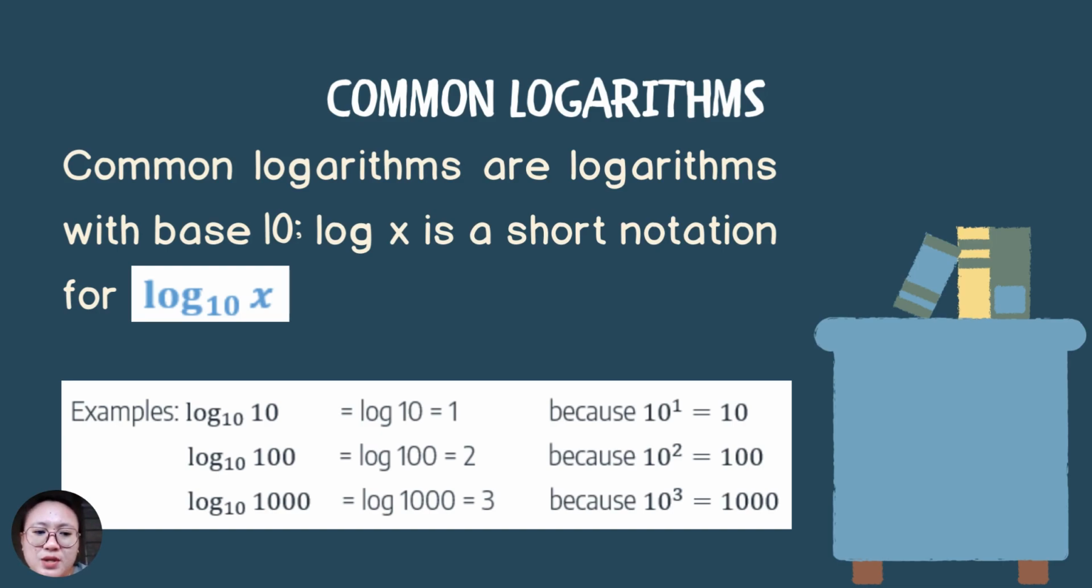Here are three examples. The logarithm of 10 to the base 10 is equivalent to logarithm of 10 is equal to 1, because 10 raised to 1 is equal to 10. Then the logarithm of 100 to the base 10 can be rewritten as the logarithm of 100 is equal to 2, because 10 raised to 2 is equal to 100. And the last example, we have the logarithm of 1000 to the base 10 is equivalent or can be rewritten as the logarithm of 1000 is equal to 3, because 10 raised to 3 is equal to 1000.